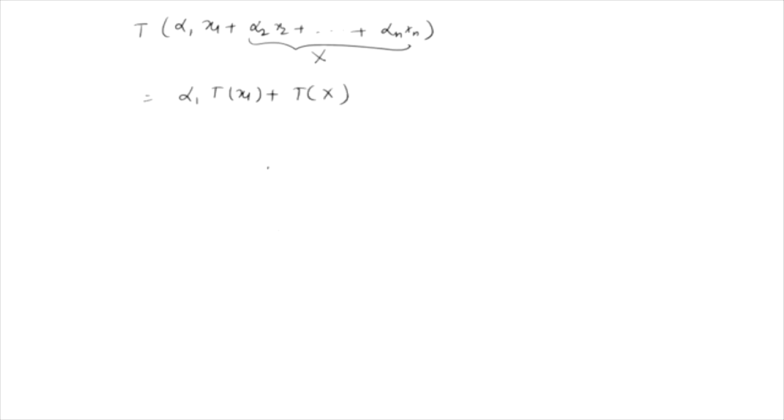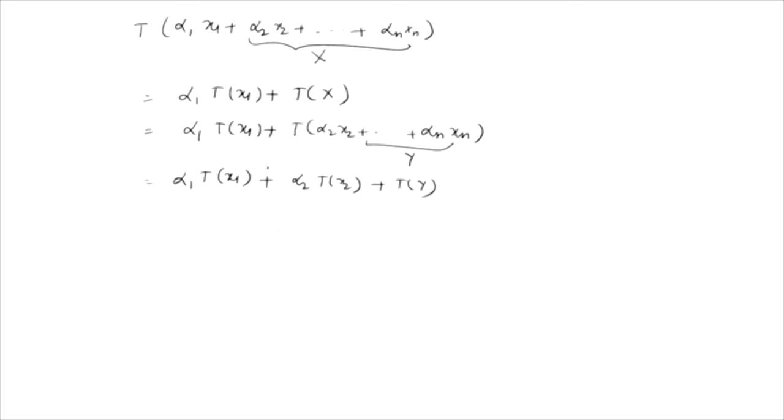of capital X. Now, it is alpha 1 T x 1 plus T of alpha 2 x 2 and so on up to alpha n x n. Again you take this as, say, capital Y. Again, you apply the property of linear transformation. So, this will be alpha 2 T of x 2 plus T of y. So, similarly, if you extend this up to n times, we will get the same result which we are having here.